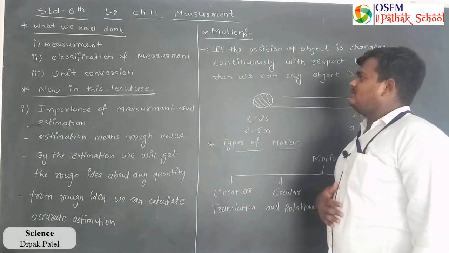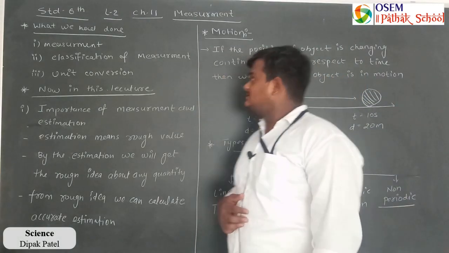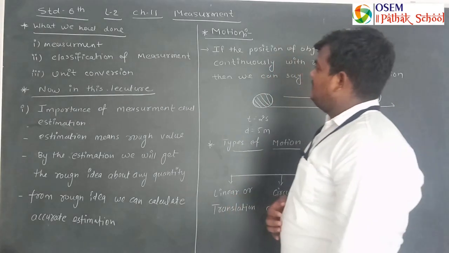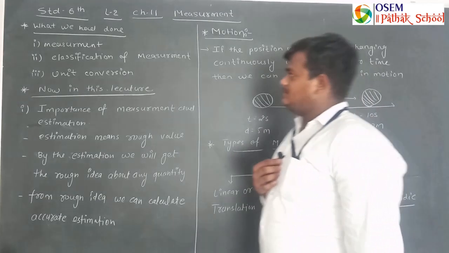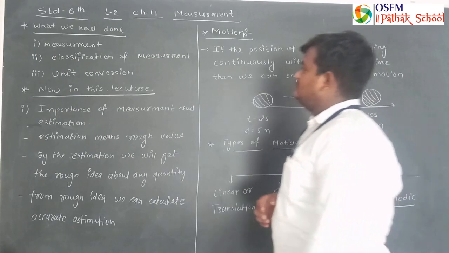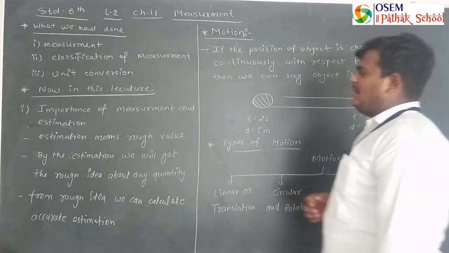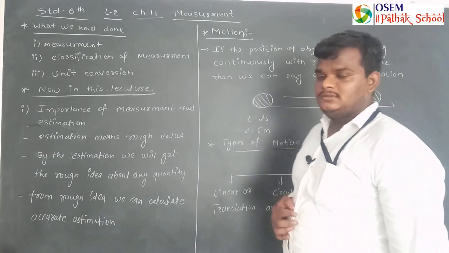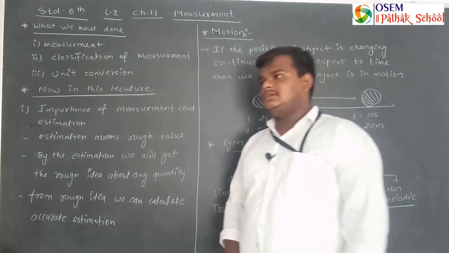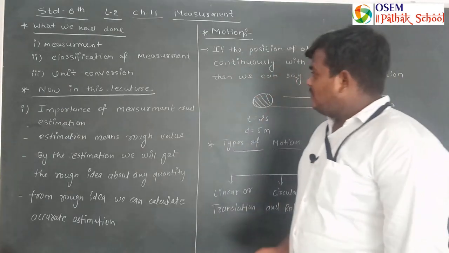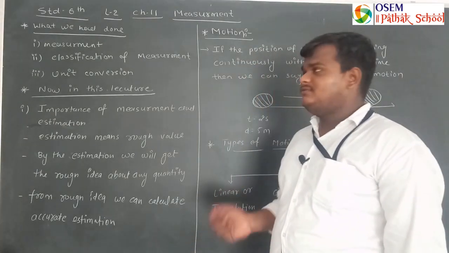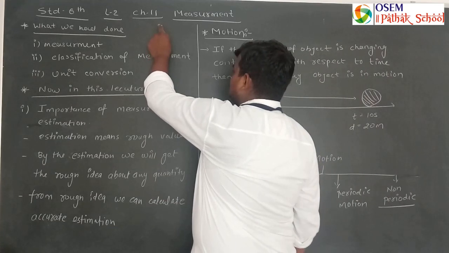In lecture number 1 of standard 6th science, we started chapter number 11, and here in lecture number 2 we are going to discuss more about measurements. In this chapter we will learn about the importance of estimation, motion, types of motions, and examples related to motions. What we completed in chapter 11, lecture 1, we will revise in 2 to 3 minutes.